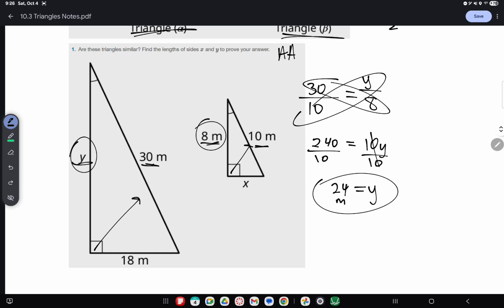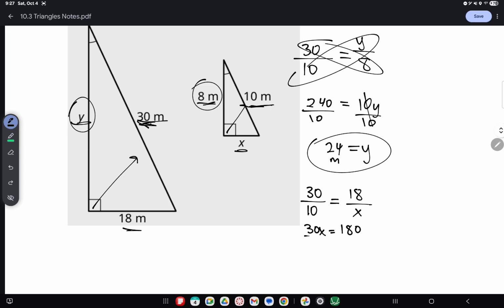I can use that same idea and say that 30 over 10, to use the same proportion, is 18 over x. So then cross multiply, we get 30x equals, and then 10 times 18 is 180. And then we'll divide both sides by 30. So that x is 6 meters. Right?